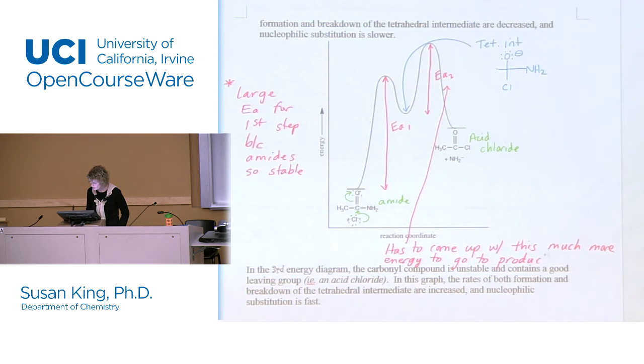So what's the rate determining step for this reaction? First step or second step? It's the second step, because the molecules need to come up with this much energy and this much more. So the rate determining step is the highest mountain to climb, and that's the highest mountain to climb. So this is so large, this energy of activation 1 and energy of activation 2, that the reaction doesn't happen.